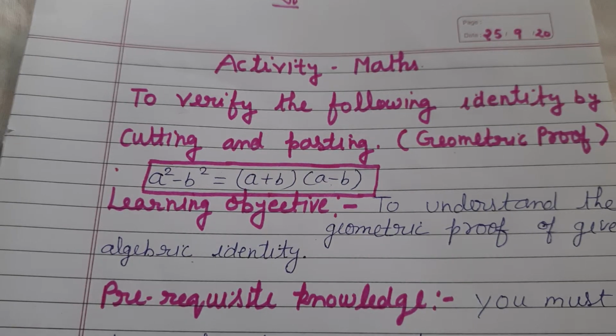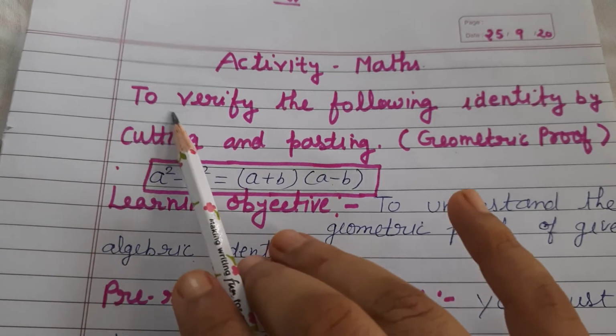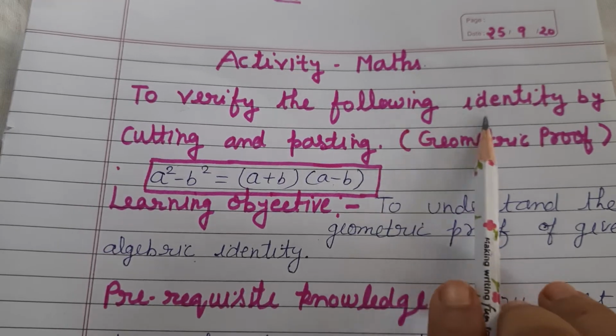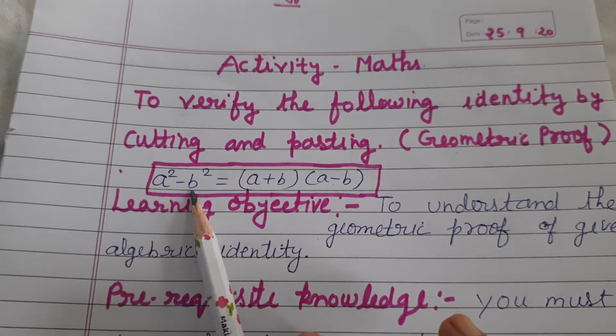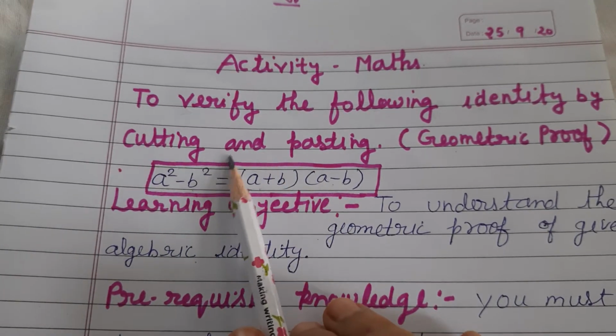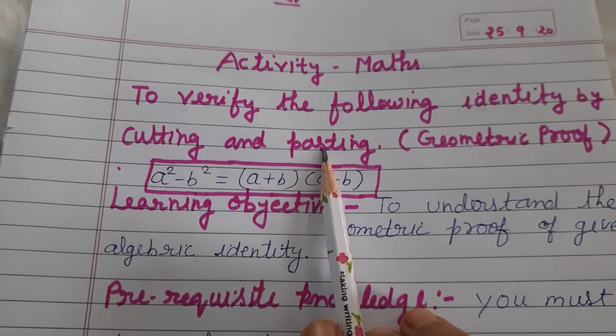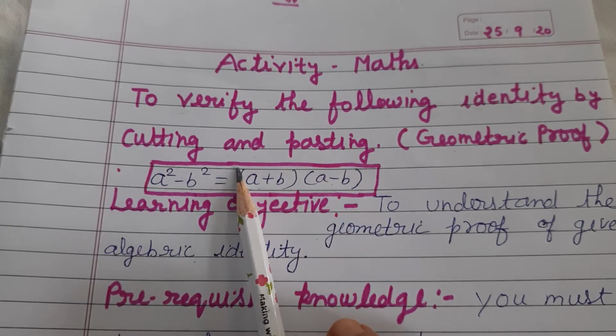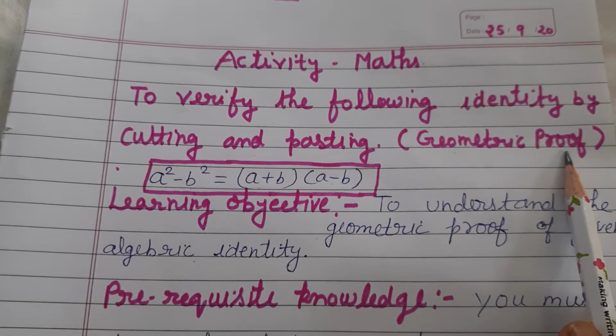Today in this video we are going to learn a very important maths activity related to algebra. What is the activity? To verify the following identity: a square minus b square is equal to a plus b into a minus b by cutting and pasting, or we can say we are proving this identity by geometric presentation.